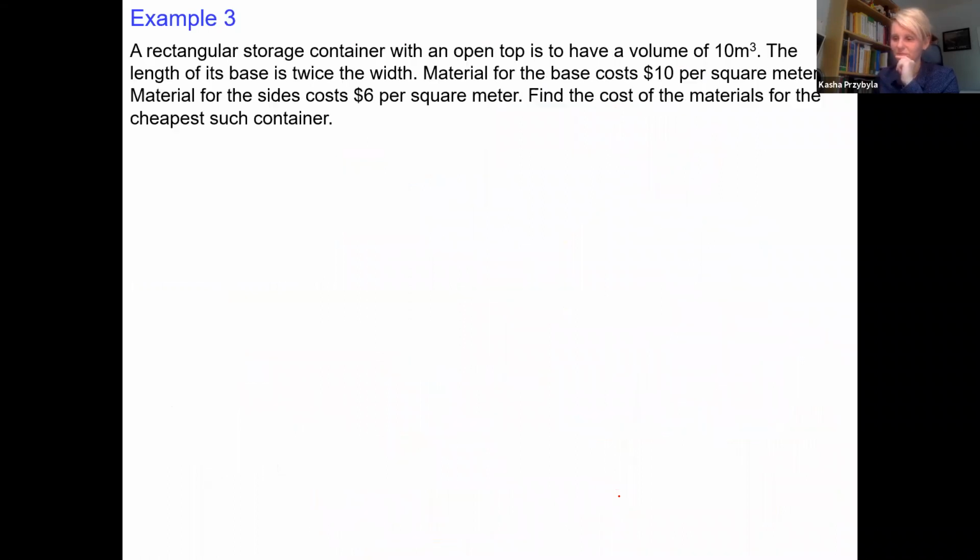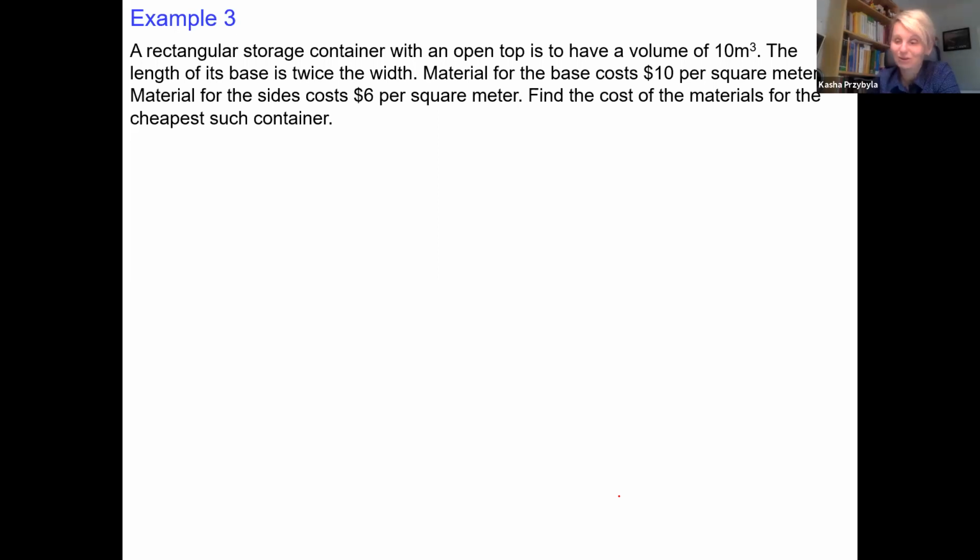Okay, let's see my next question. It's a similar idea, but now the cost, the dollars, are involved. It's almost the same as example number 2, but we have to add dollars at some point. A rectangular storage container with an open top, that means the same thing, but now it's rectangular, is to have a volume of 10 cubic meters. The length of its base is twice the width.